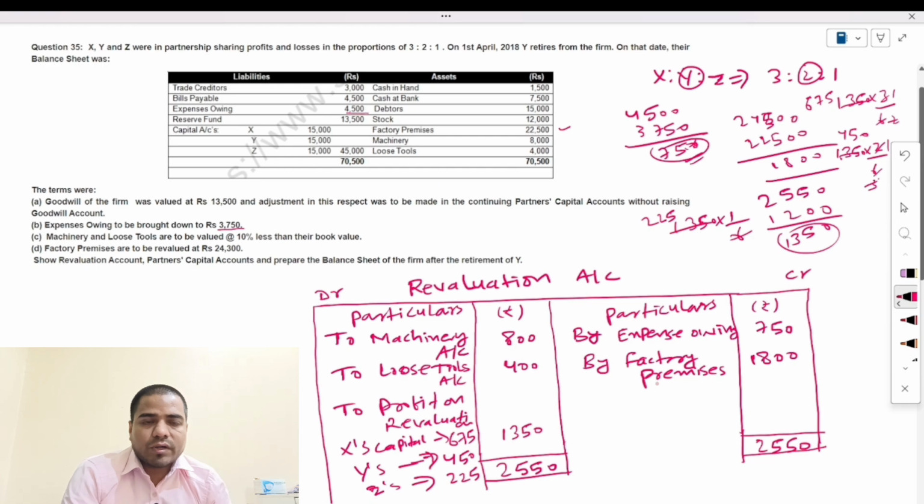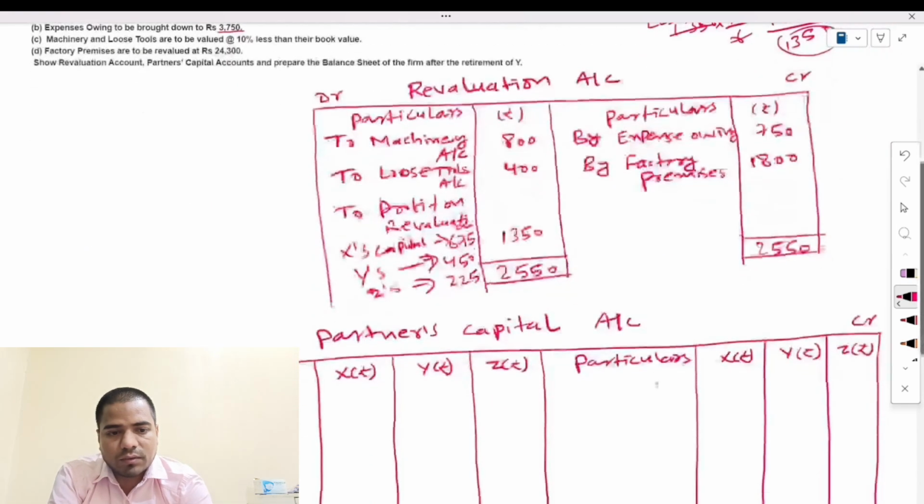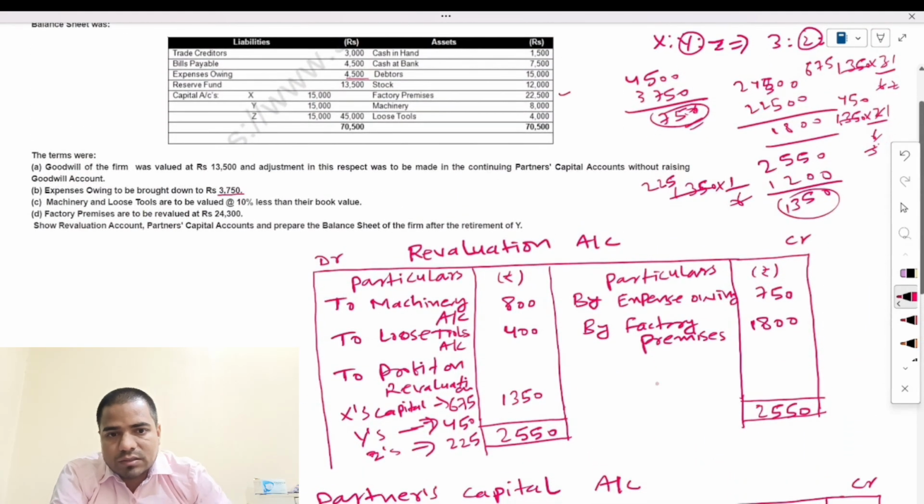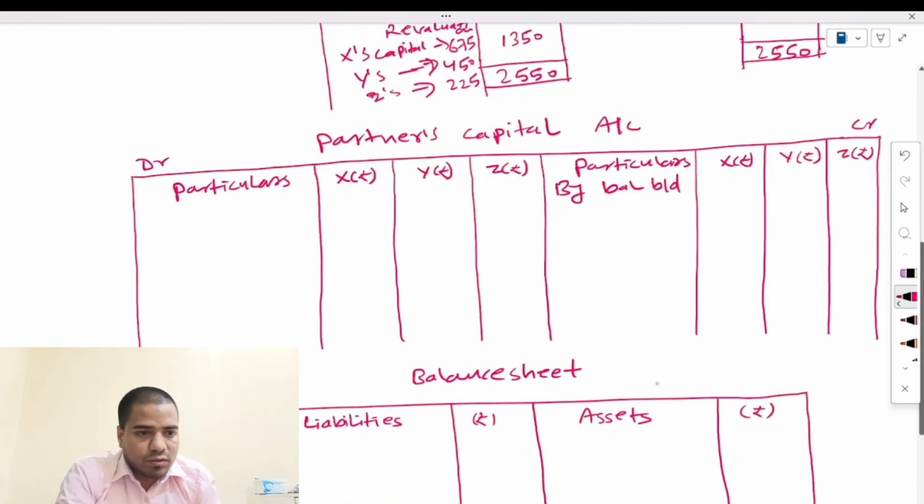These are the profits on revaluation. Now we have to prepare the partners' capital account. First of all, we will write the opening balance of capital by balance b/d. What was the opening balance of their capital? 15,000 for each partner. Here it is given 15,000, 15,000 and 15,000. We will write here 15,000, 15,000 and 15,000 for each partner.